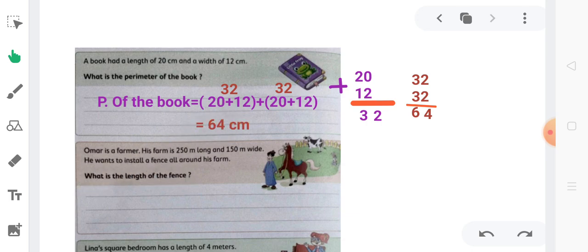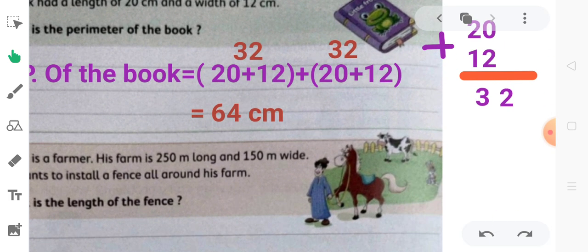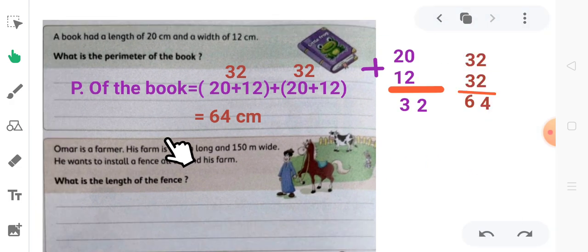Omar is a farmer. His farm is 250 meters long, so the length is 250 meters, and 150 meters wide. He wants to install a fence. Fence means it's around, a frame from the outside of his farm. A frame outside means what?